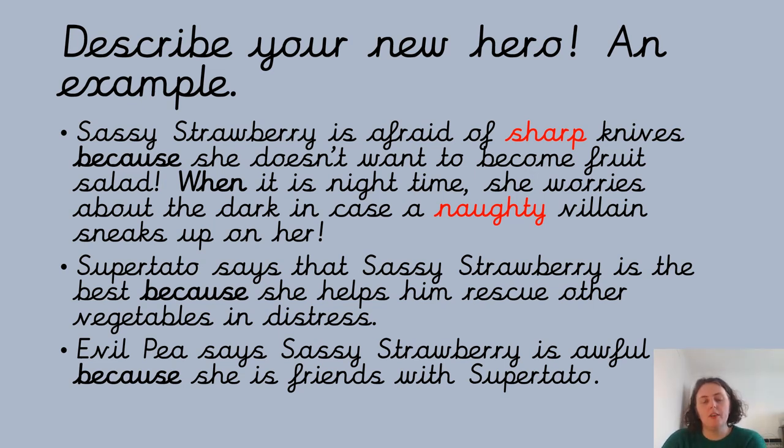So you'll notice in my writing that I've put some words in red and I've put some words in bold. You don't need to do this in your writing, but I've done it to show you that I have used some noun phrases. I've added in some adjectives which I've put in red to add a bit more information. So it's not that Sassy Strawberry's just afraid of knives, she's afraid of sharp knives and villains who are naughty. And then the words in bold are conjunctions, which we talked about last week, to add more information, making our sentences a little bit longer, using words like because, when, if, and. And I would like you to think about whether you could include some of those in your writing as well. So that's adjectives and conjunctions.